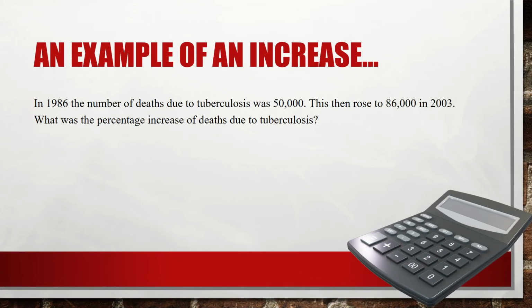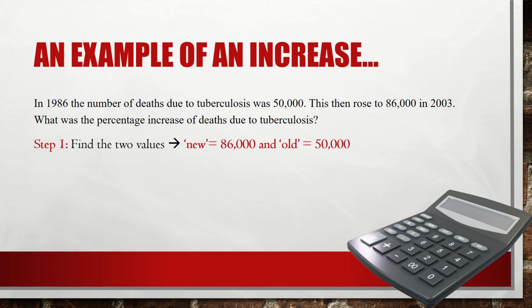So if we wanted to use an example of an increase, in 1986, the number of deaths due to tuberculosis was 50,000. This then rose to 86,000 in 2003. So what was the percentage increase of deaths due to tuberculosis? First we need to find our numbers. The new number is going to be 86,000. The old number, or our original number, is 50,000.